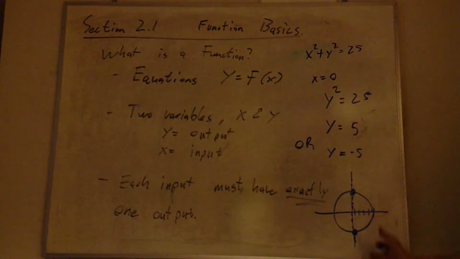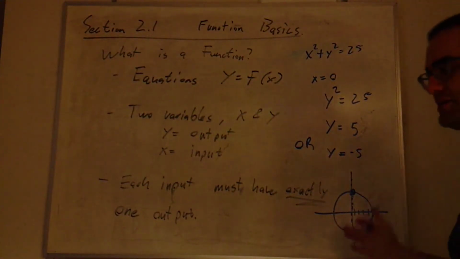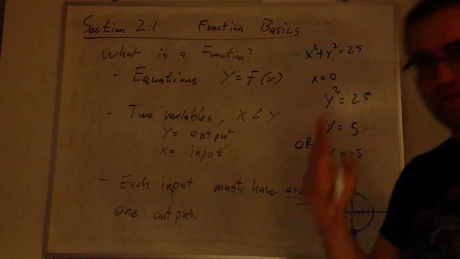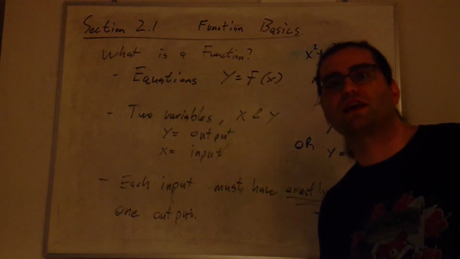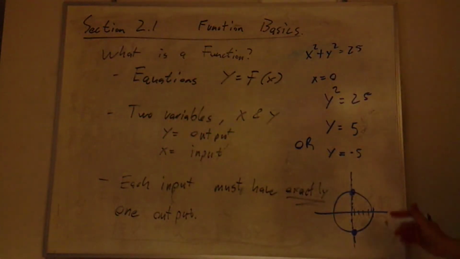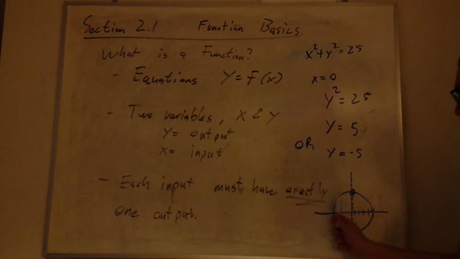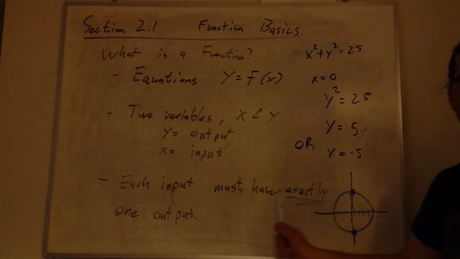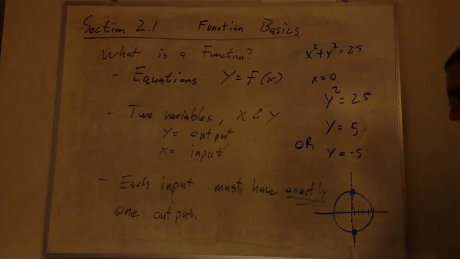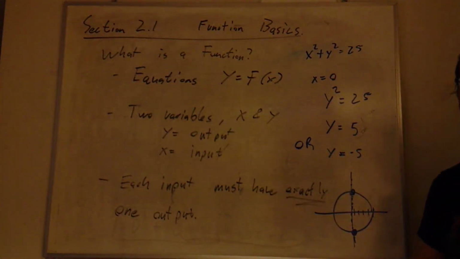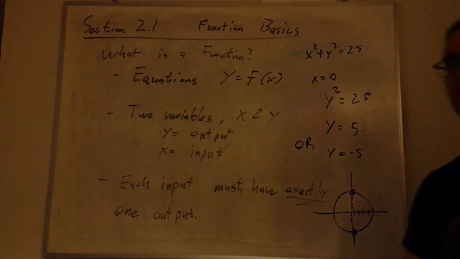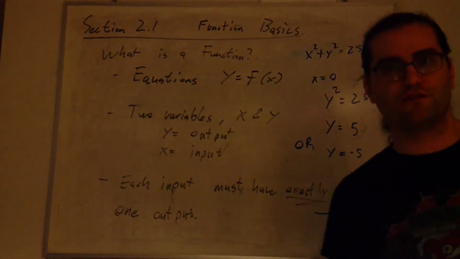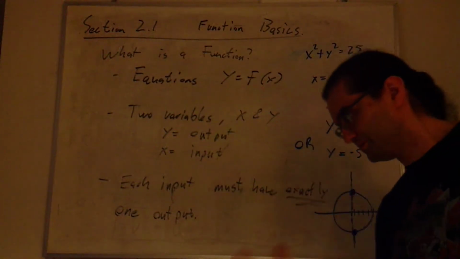If you put a vertical line on a shape and it hits it twice, then it fails the vertical line test and it's not a function. You need to be able to put vertical lines anywhere you want, and they should only cross your shape once. I guess the official way to say that is they should only intersect the curve once.